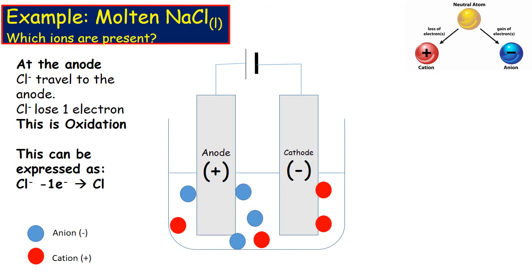And that is a valid expression that you can write, and it's normally my first starting point. But there's 2 things to consider. We don't get Cl or chlorine by itself. It forms a diatomic molecule, so it'll bond with another chlorine to form Cl2. That means we need to double everything in that expression. So we now have 2 Cl- minus 2 electrons forms chlorine.